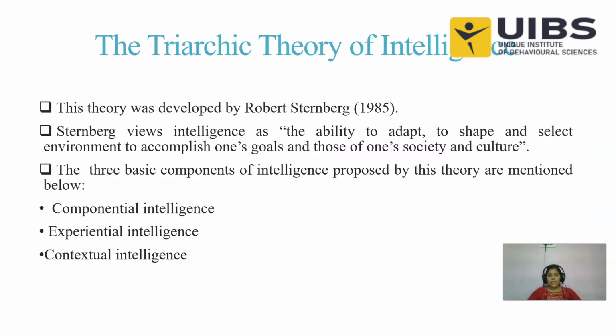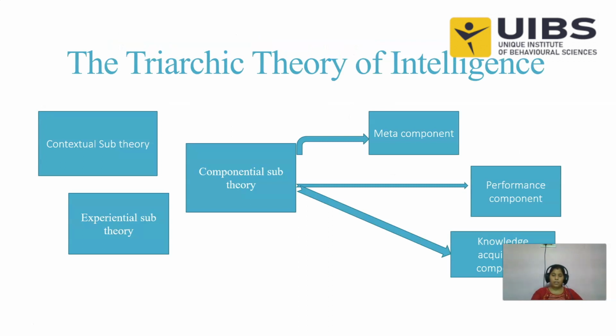Next, we'll discuss the triarchic theory of intelligence. This theory was given by Robert Sternberg. According to Sternberg, intelligence means not only our ability to adjust with the environment, but to shape the environment, to select the environment in a way that helps us to achieve our goal, that helps us to achieve our society's goal. So according to this theory, there are 3 components of intelligence, or 3 types of intelligence.